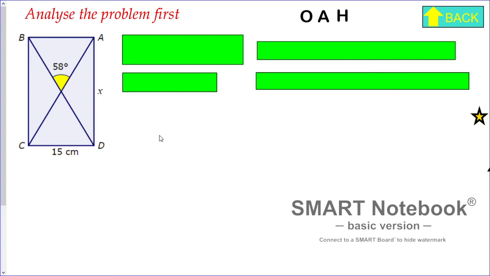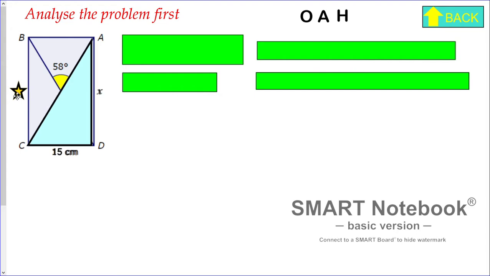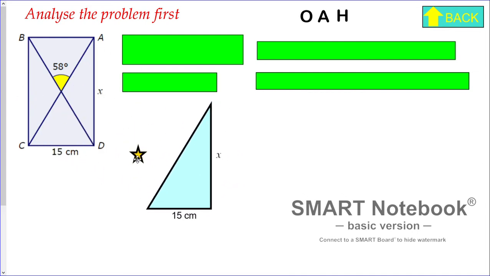So this is a rectangle. We need to analyze the problem. We are looking for x. They've given us 15, and they've given us this 58 degrees, but we need to say, well, where is the right-angled triangle that we're looking for? Let's just have a look. I found it here. This is the one we're interested in, that right-angled triangle. The only problem is we don't have any angles to help us solve the problem. We need to find either this angle or that angle.